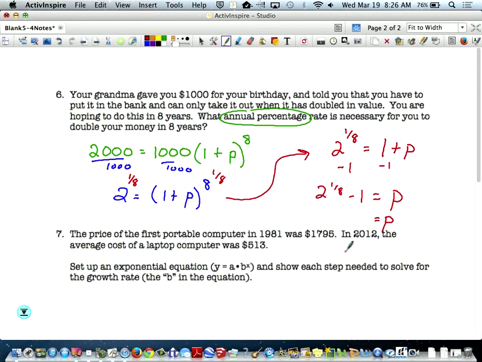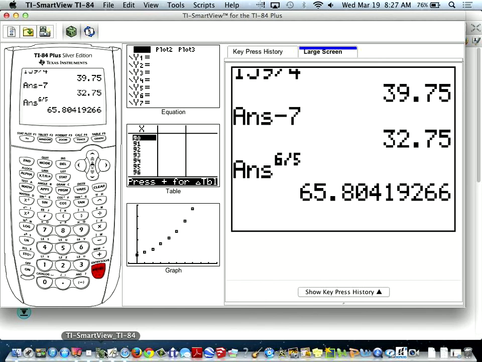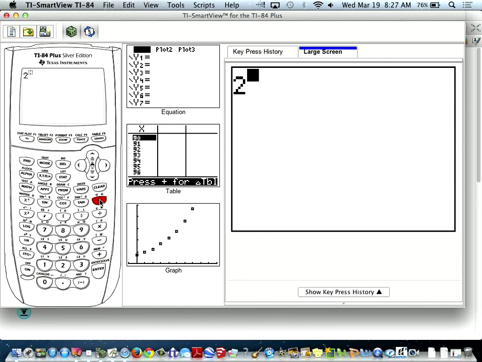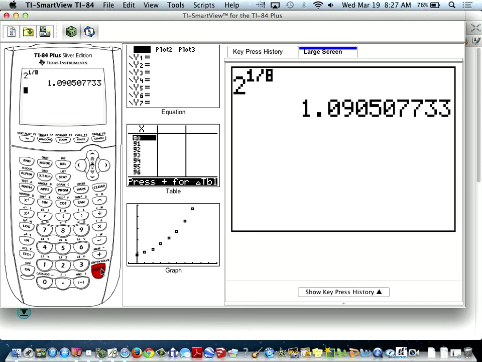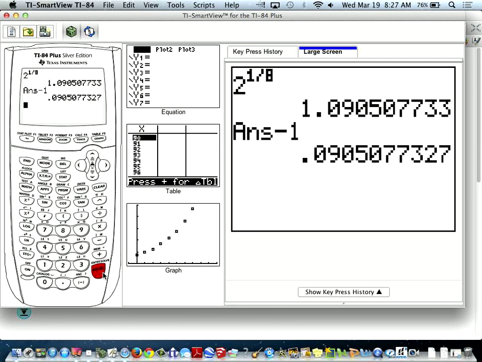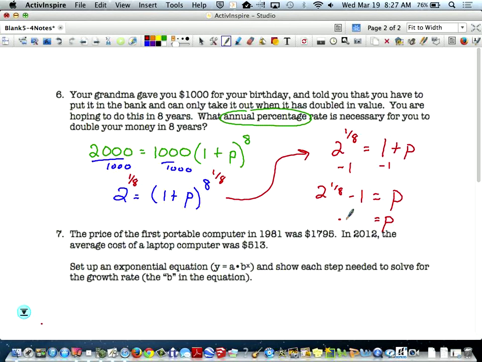So what I have written down is an exact value. I haven't done any approximation. But nobody walks around saying, hey, I got 2 to the 1/8 minus 1 for my interest rate at the bank. You know, you get punched in the face. So 2 raised to the 1 divided by 8, and we subtract 1. So remember, the p value stands for the percent change in the problem. So that's the decimal. What's the percent? 9.1%. So let's just call it. You're going to need about 9% from the bank for your money to double in 8 years.